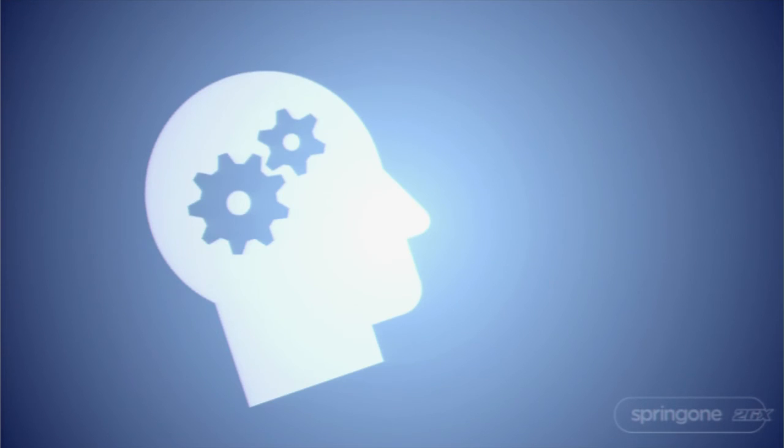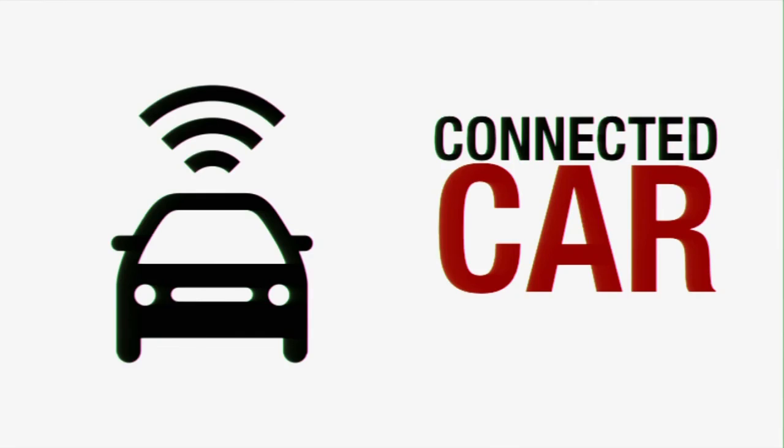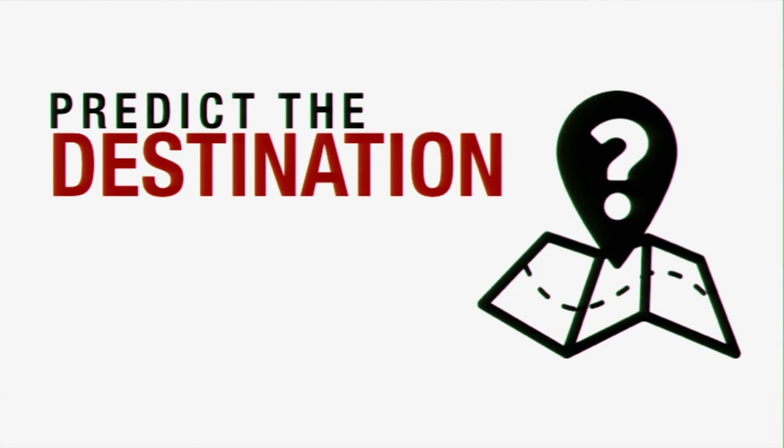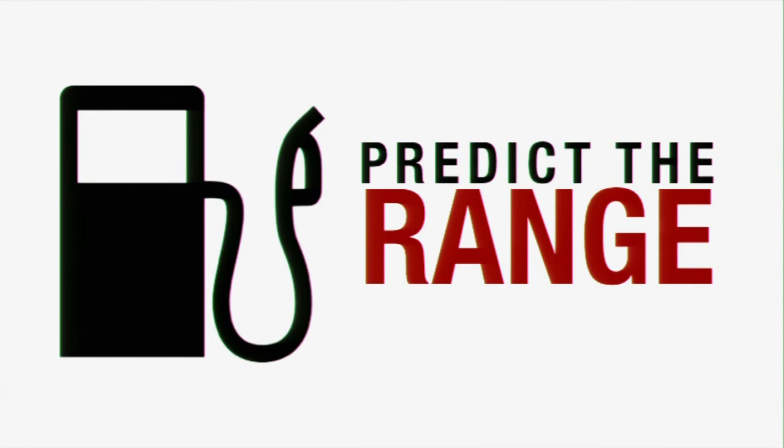So we got to thinking, what could we do that uses the same pieces, the same general architecture, and apply it to something that just about everybody would understand, which is where we came up with the connected car. So we figure everybody either has a car, been in a car, knows what a car is. So with the connected car piece, we add on two pieces of functionality. Specifically, we predict the destination, so where are you going? And then based on where you're going, we predict how far you can get, or the range of your car.